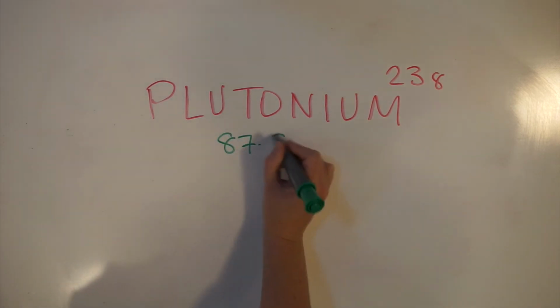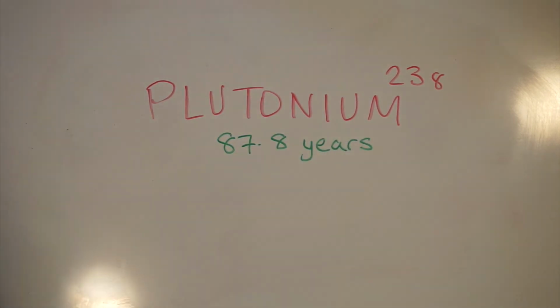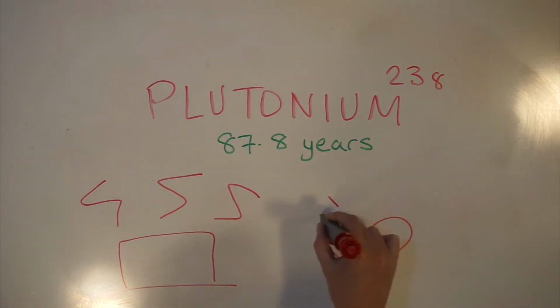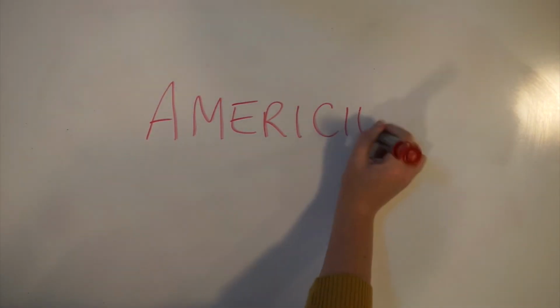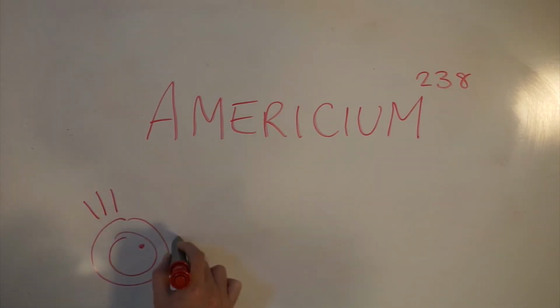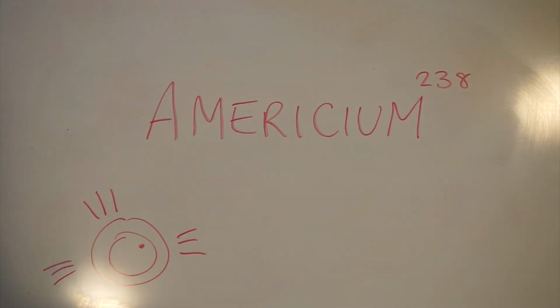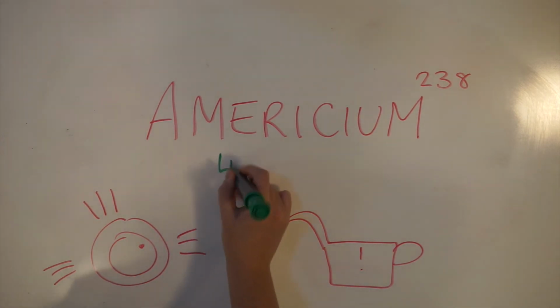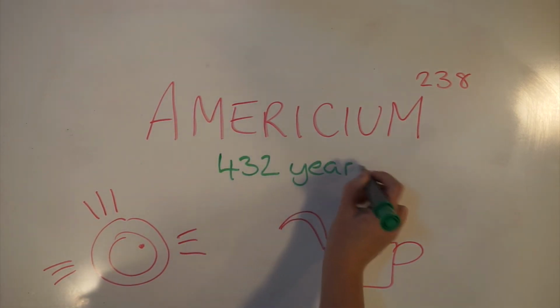Plutonium-238 has a half-life of 87.8 years, and even though it sounds scary, it can be used for generators and in pacemakers. All of you will have the next one in your home somewhere. Americium-238 is used in smoke detectors and also in aircraft fuel gauges, and it has a half-life of 432 years. So you see, radiation can be super useful.